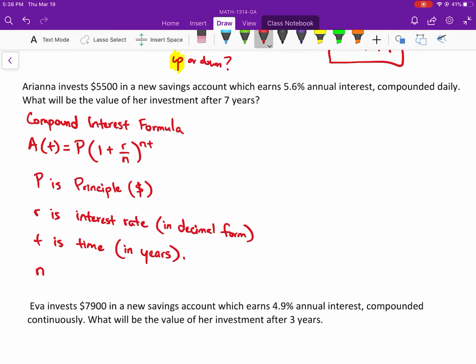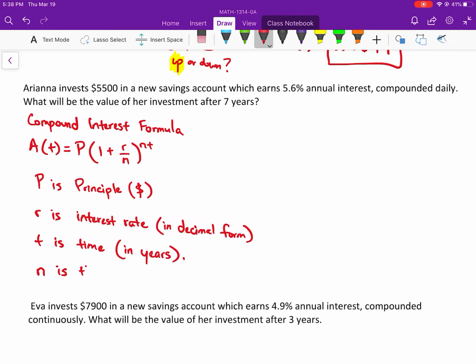All right, and N is the number of times per year that interest is compounded. Okay. So, for example, if this is a bank, which it is, this says this is a new savings account. Okay, N is the number of times per year that the interest is compounded. All right. So let's go back to our problem here.